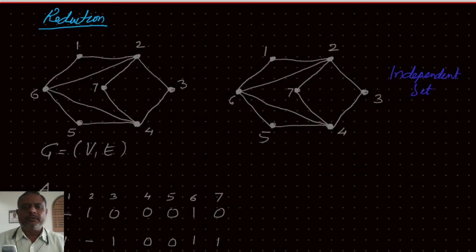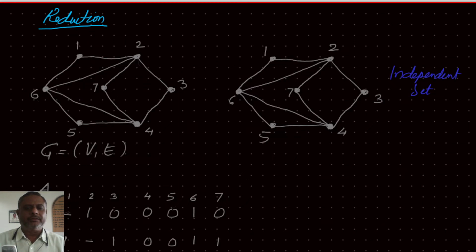Hi friends, now let's see what this reduction is. Reduction is a process in which we convert one problem into another problem in polynomial time. So if we can do this conversion in polynomial time, then it would be much more useful. To understand whatever we are discussing now, let's use this graph.